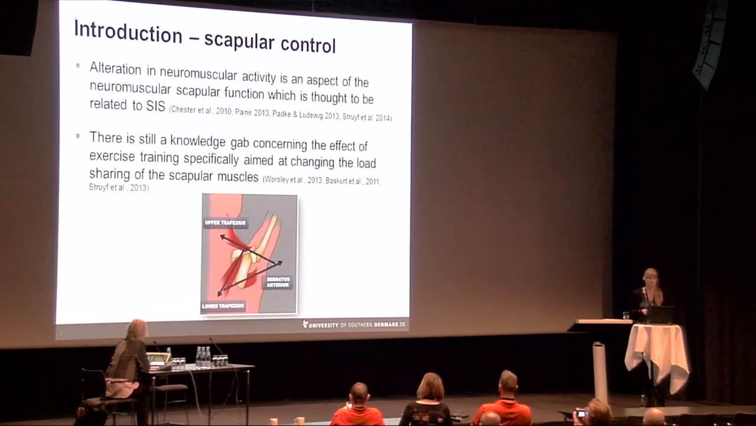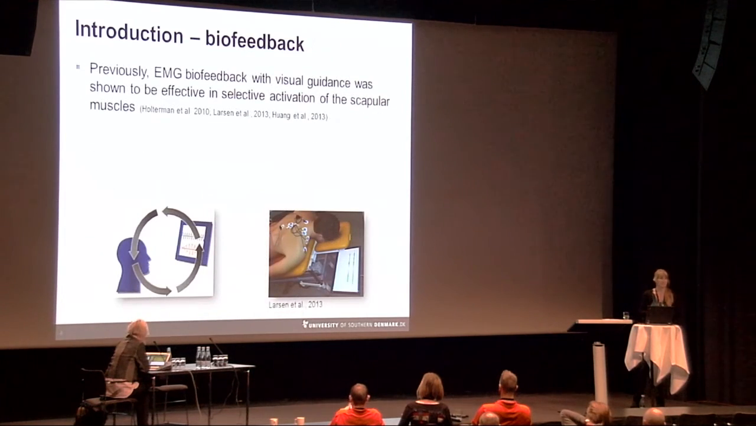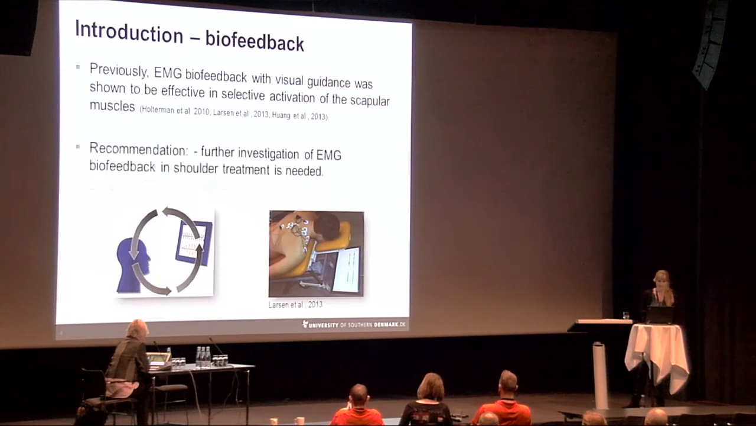The concept of neuromuscular control highly influenced the choice of treatment for CIS. But the question is if patients with shoulder impingement will be able to train more effectively if they get feedback on muscle activity from the muscles they are supposed to activate. Previously, EMG biofeedback with visual guidance was shown to be effective in selective activation of the scapular muscles, also in patients with CIS, possibly by means of an improved proprioceptive function of the scapular muscles. The recommendation from these studies was that further investigation of EMG biofeedback in shoulder treatment is needed.